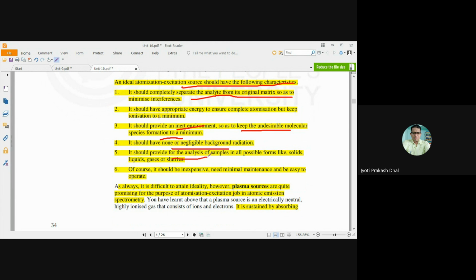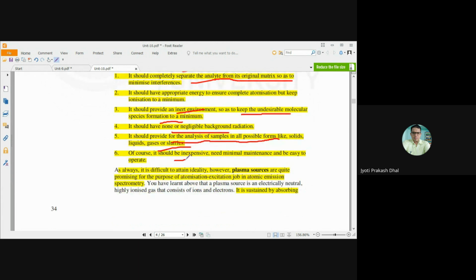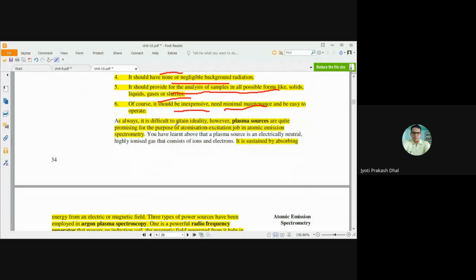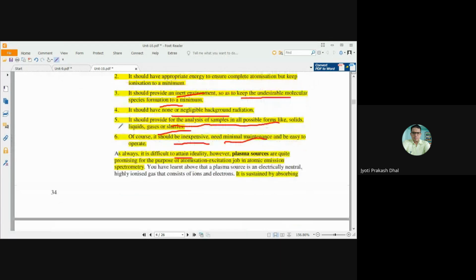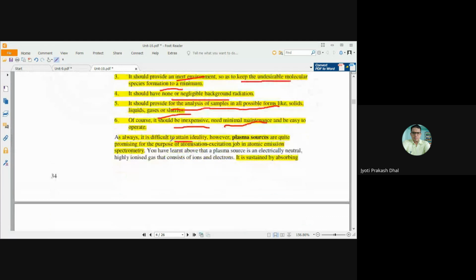It should allow analysis of samples in all possible forms like solids, liquids, or gases. Of course, it should be inexpensive, need minimal maintenance, and be easy to operate. It is difficult to attain all these criteria ideally. However, plasma sources are quite promising for the purpose of atomization excitation in atomic emission spectroscopy.